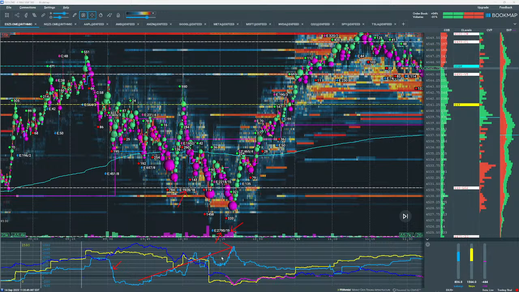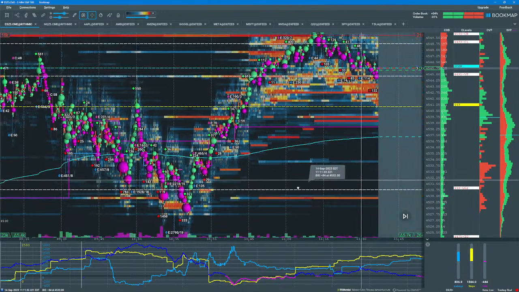And note the stop run down to this level, making a series of lower lows. Stops shown by the yellow line, as well as these small red dots. And then price reverses higher. Sellers are exhausted and aggressive buyers start to come in as these large traders have been buying with iceberg orders. Let's zoom to the left a little bit.